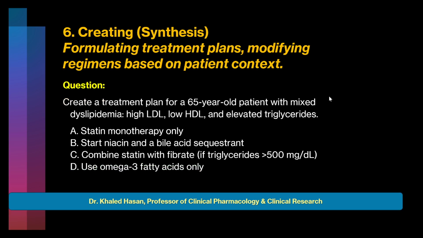Okay, the final question according to Bloom's taxonomy for hyperlipidemia is about creating a treatment plan, modifying the regimen of treatment. Create a treatment plan for a 65-year-old patient with mixed dyslipidemia. The patient suffers from high LDL, low HDL, and elevated triglycerides.